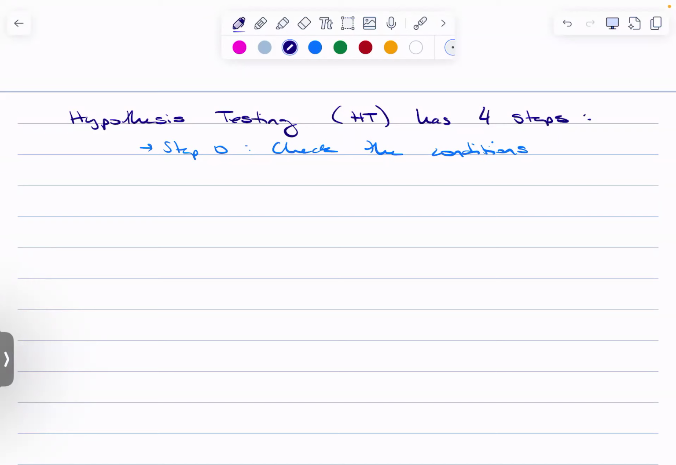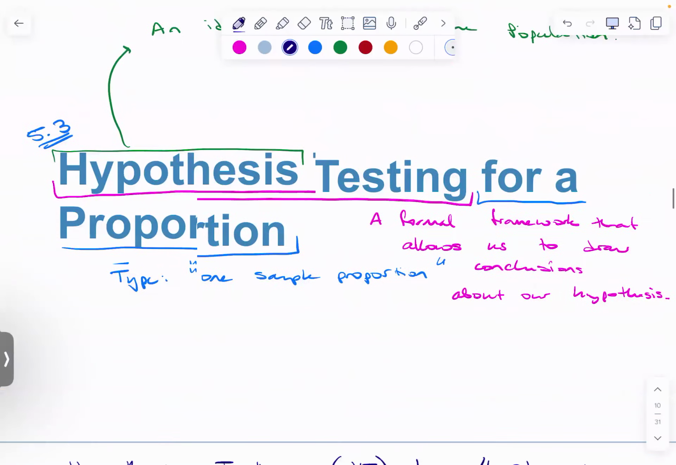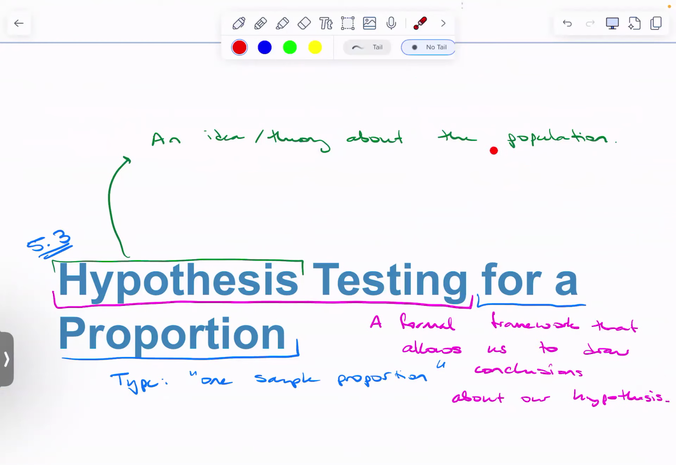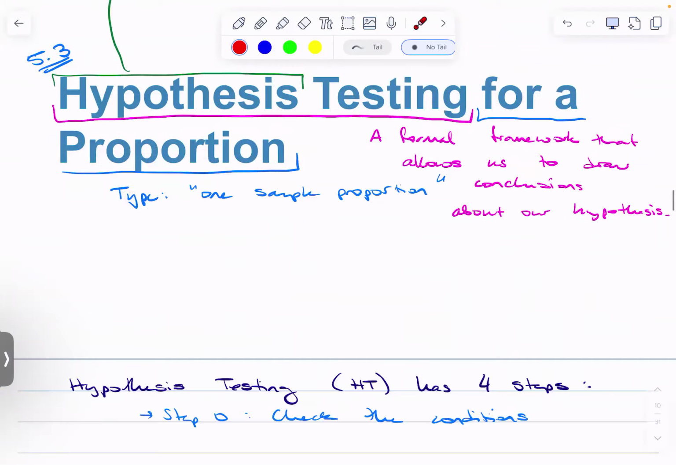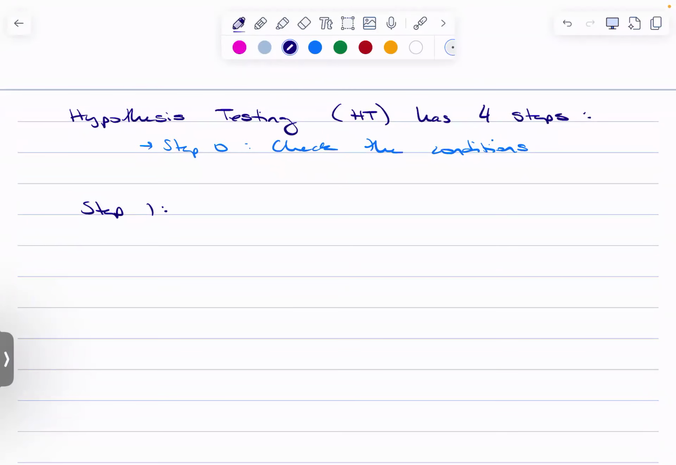So step 1, check the conditions. Well, the conditions that you have to check depend on what type of question you have. And so we'll just parking lot that for a little bit. But step 1 of a hypothesis test, well, if you have an idea or a theory about the population, then step 1 is to state what you think that is, right? And so step 1 is to state the hypotheses.